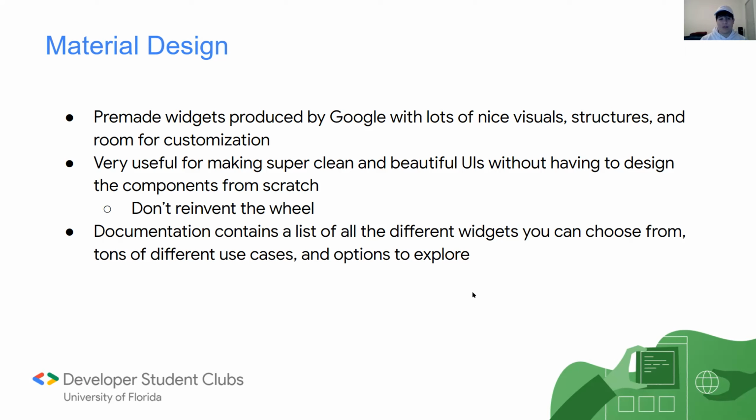And one more thing I will point out about UI libraries is that the documentation contains a list of all the different widgets you can choose from. So there's tons of different use cases, options to explore, things like that. Just all sorts of things that these documentation holds, which is really useful for actually building. The documentation for UI libraries is usually really, really nice to use.